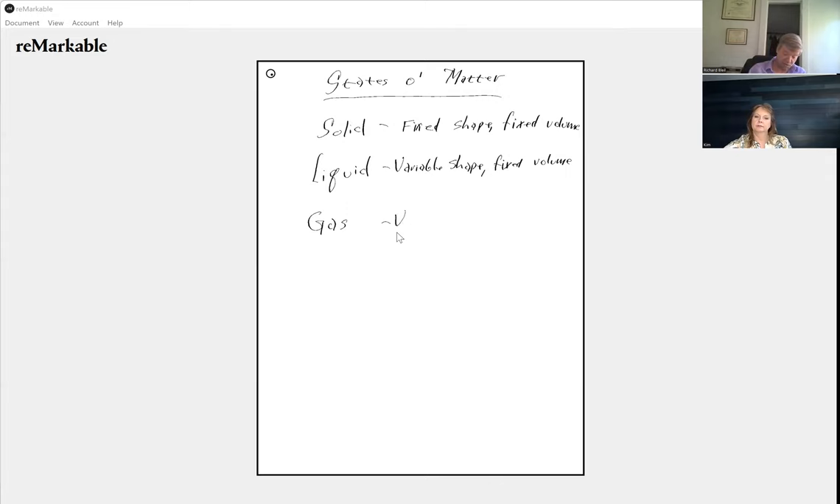In a gas, we have variable shape and variable volume. Gases will expand to fill the volume of the container. So if you have a plunger, you press it down, and you let it expand, you can vary the volume of the gas, and the gas will assume the shape of the plunger, the shape of the piston. Variable shape and variable volume.